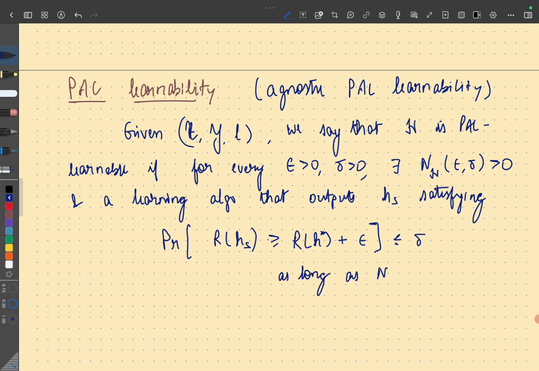As long as the number of samples is greater than or equal to this quantity n_H of epsilon, delta. I just want to confirm the intuition that we ideally want R of h_S to be greater than or equal to R of h star plus eta. So we want R of h_S to be less than or equal to R of h star plus epsilon.